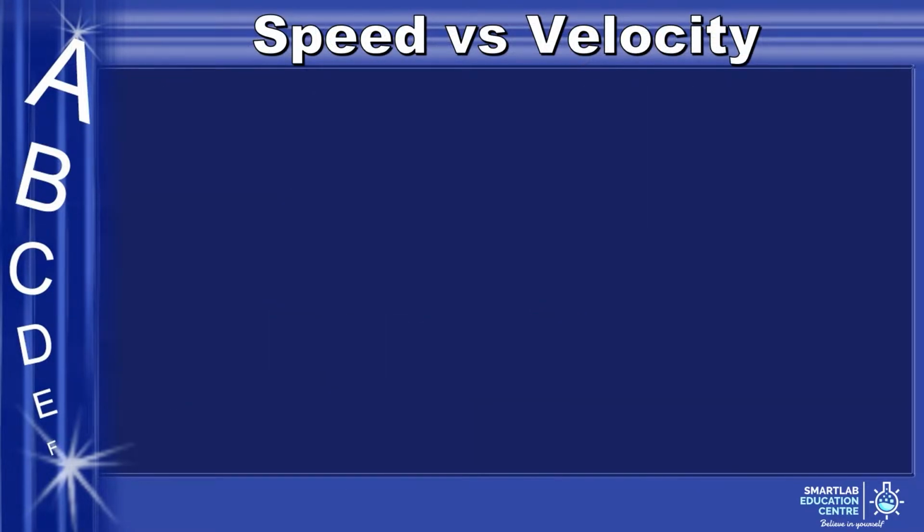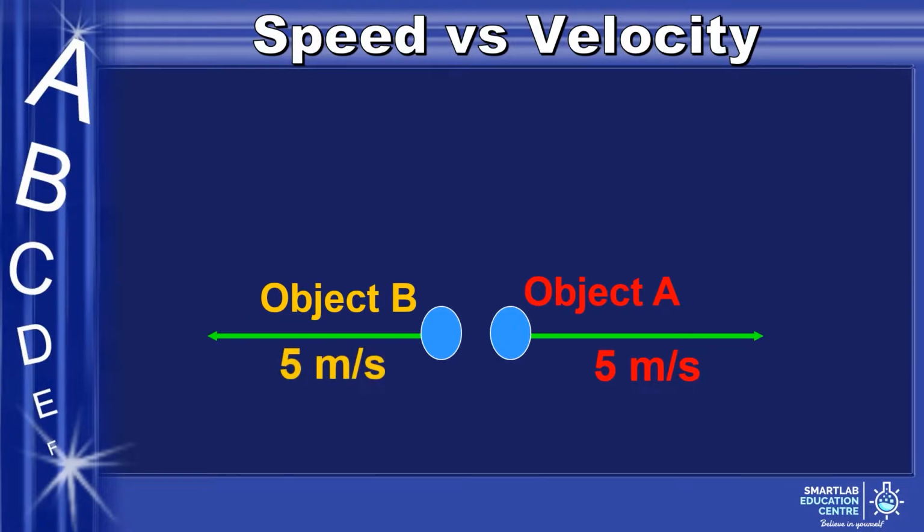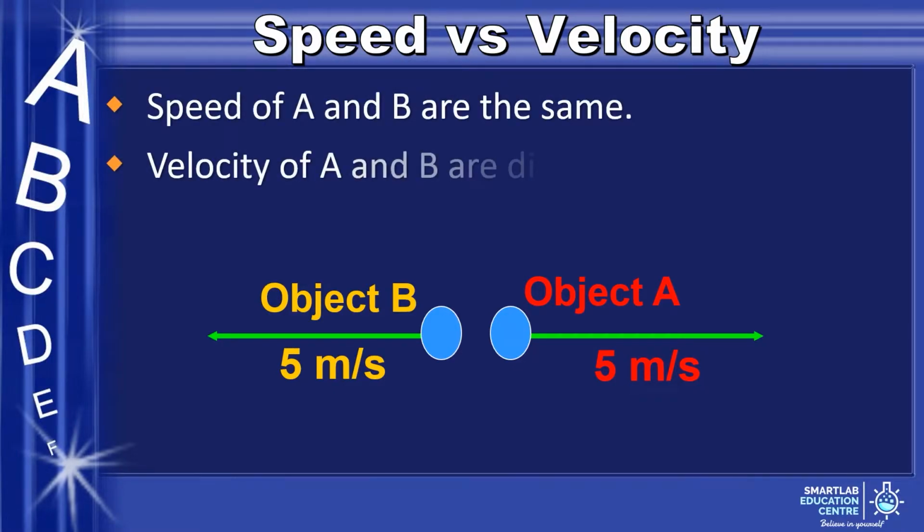Now, let us talk about speed and velocity. I have object A and object B. Object A moves at a speed of 5 meters per second while object B moves at 5 meters per second, but in the opposite direction. This suggests that the speed of both objects are the same but the velocities are different. Do you know why?